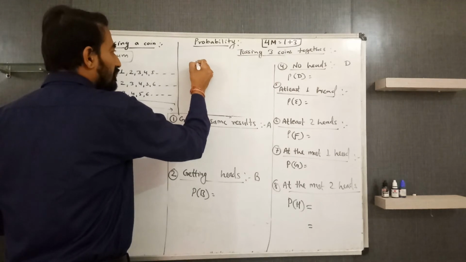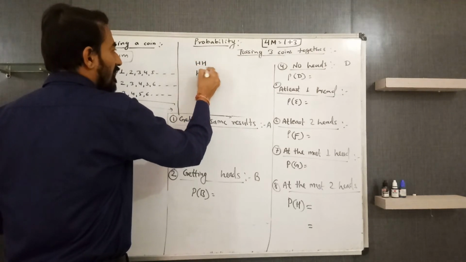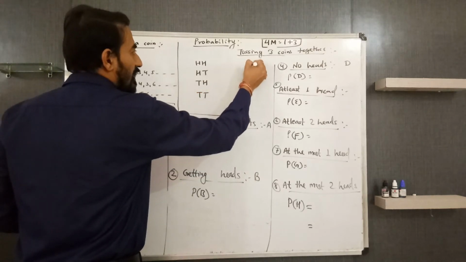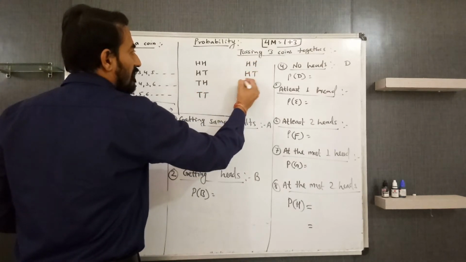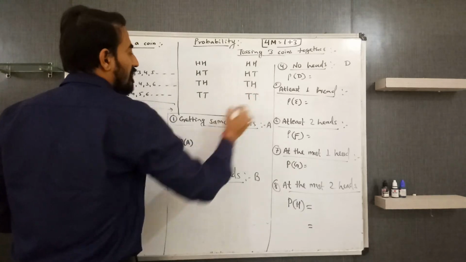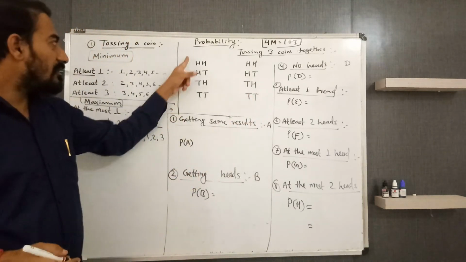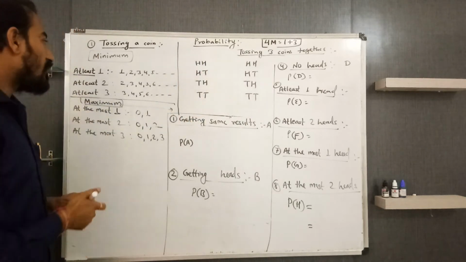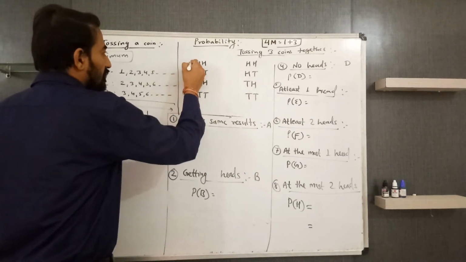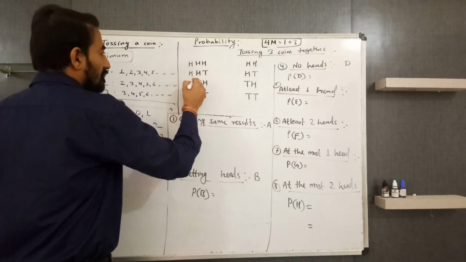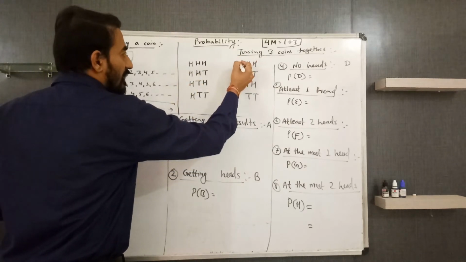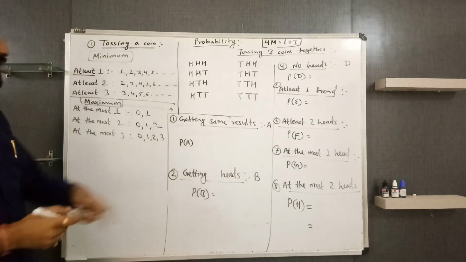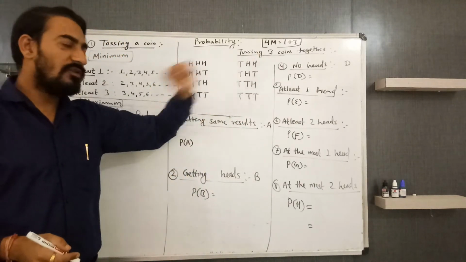Head head, head tail, tail head, tail tail. Write this list 2 times. Write twice. For the first, take head, and for the second, take tail. So like this, easily you can list out all the possible outcomes for 3 coins.